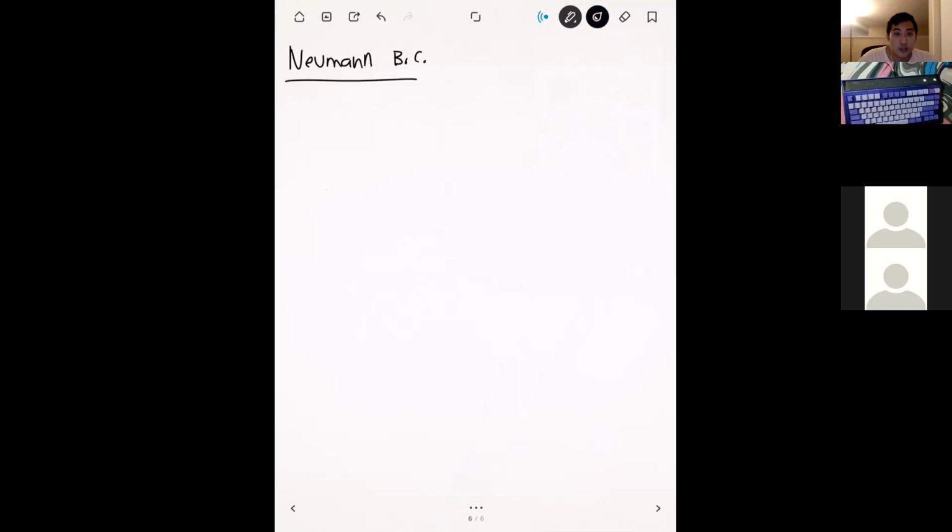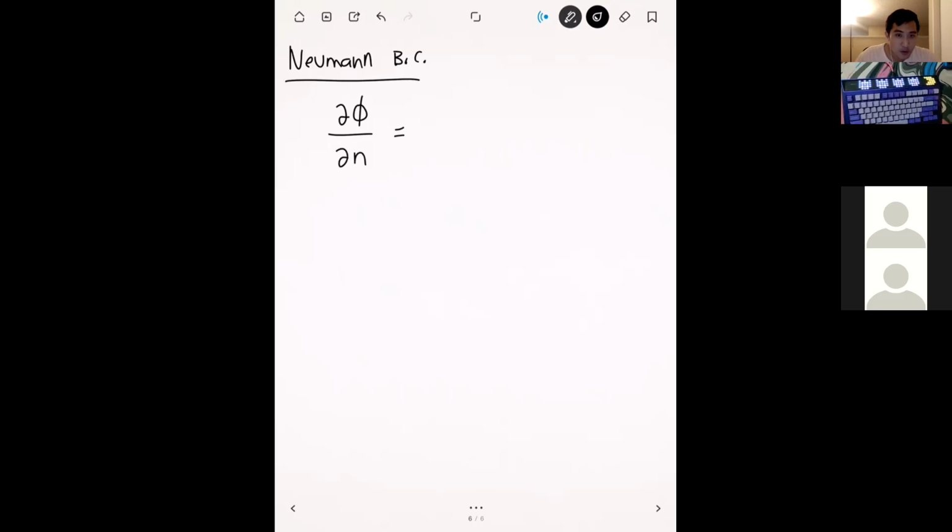Okay, and so for the Neumann boundary conditions, remember I put the derivative in terms of n, right? And so our Neumann boundary condition looks like this. What I'm saying is that the derivative of phi in the n direction, that's what we're going to specify. And so what is this n direction?